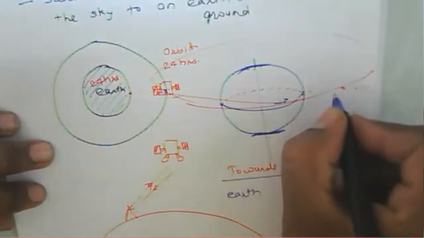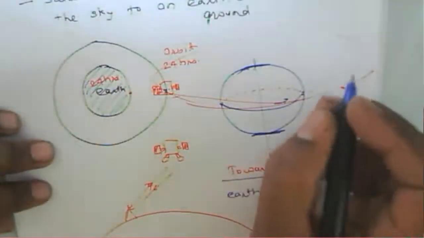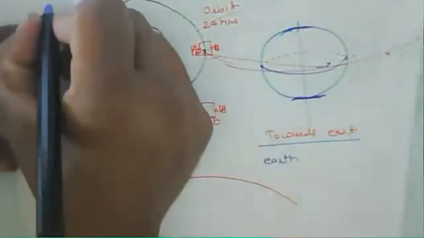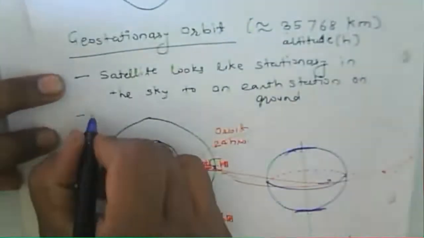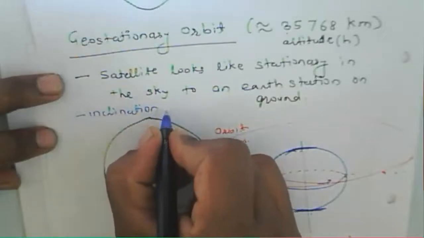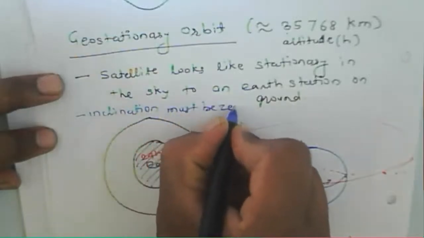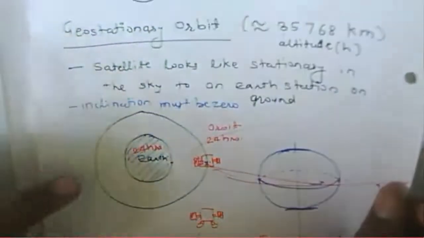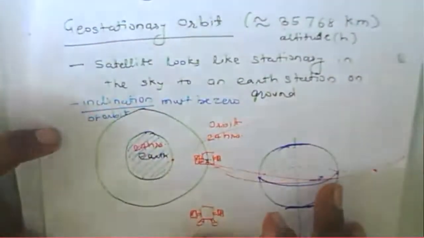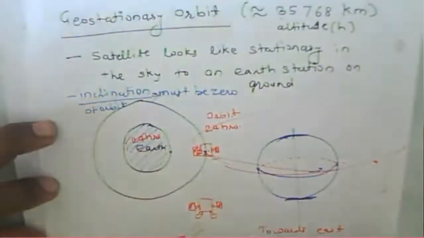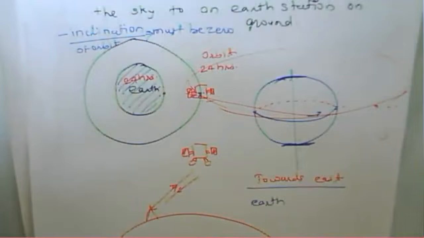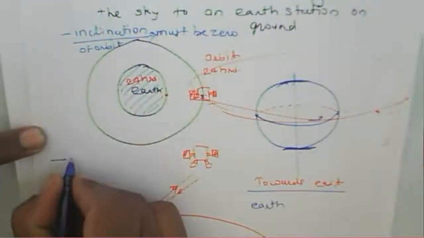If that satellite is present on the equator, then the inclination will be zero. Means in a geostationary orbit, the inclination must be zero. Inclination means the inclination of the orbit. The inclination of the orbit must be zero, since it is on an equatorial plane.